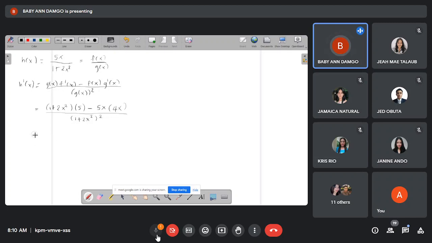Okay? Simplify. So, this is 5 plus 10x squared minus 20x squared all over 1 plus 2x squared to the power of 2. Okay? Simplify. So, this is minus 10x squared plus 5 all over 1 plus 2x squared to the power of 2. Okay? So, same ratag answer.